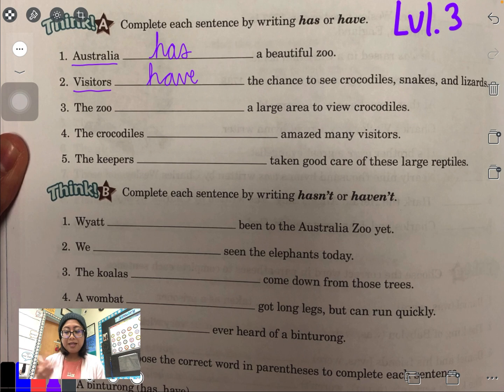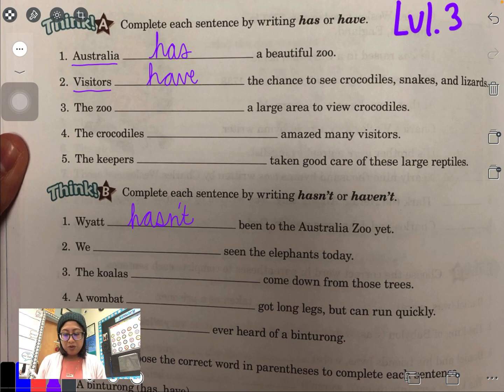Think B. Now we can use hasn't or haven't, okay? So again, it's the same idea. This time we're using the contractions. We're using them in the negative sense, not a bad sense, just we're saying no, okay? So Wyatt hasn't been to the Australia Zoo yet, or Wyatt haven't been to the Australia Zoo yet. Does it help when I read it out loud? I hope it helps you when I read it out loud, and I hope it helps you when you read it out loud. So Wyatt, we're talking about one person, that's his name, Wyatt. Hasn't. So Wyatt hasn't been to the Australia Zoo yet.